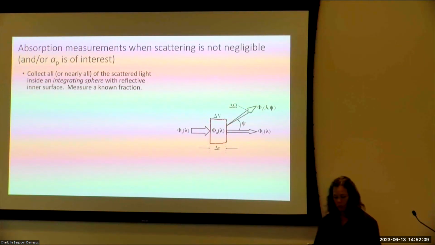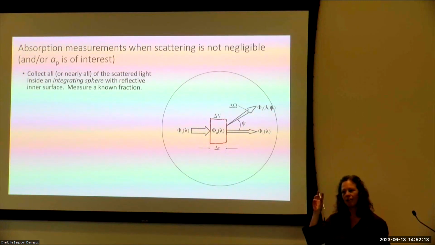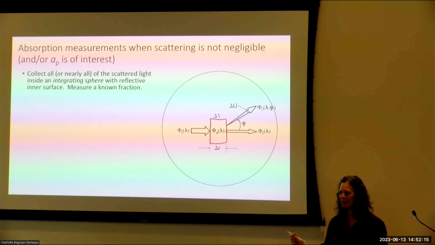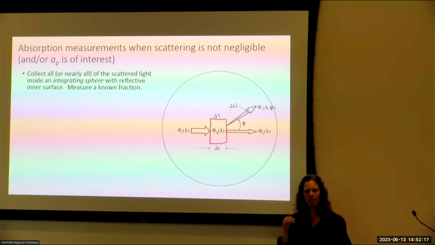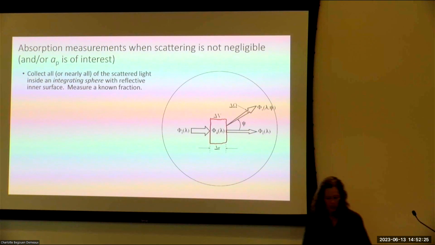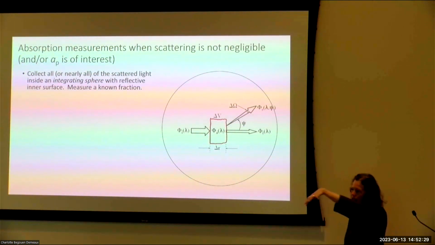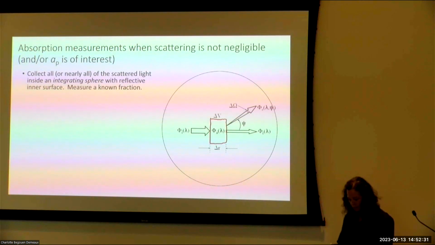And what we're going to do in this option is to put our volume inside a sphere with a reflective surface on the inside, almost as close to perfectly reflective across our wavelength region of interest as we can get. And this is called an integrating sphere. So it's integrating literally all the scattered light around it. And so the way that this works is you might have a port. This is an opening in the wall of the sphere.